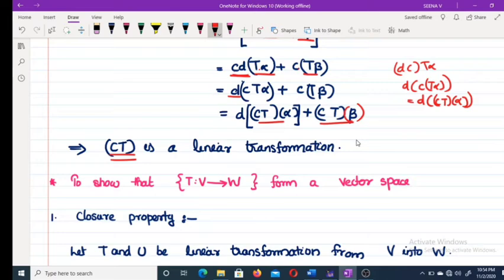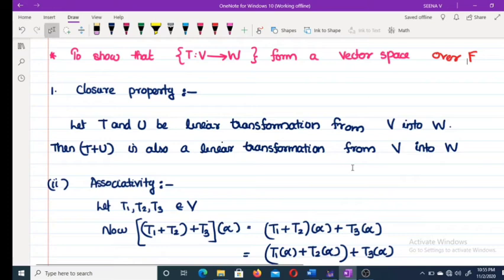Now we have to prove that this collection of all T from V to W forms a vector space over F. We have already defined addition and scalar multiplication. Clearly both operations are closed. Proving the closure property again: let T and U be linear transformations, then as in part 1, T plus U is also a linear transformation from V into W.